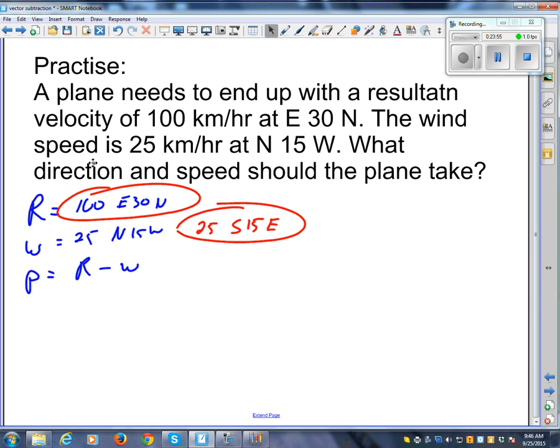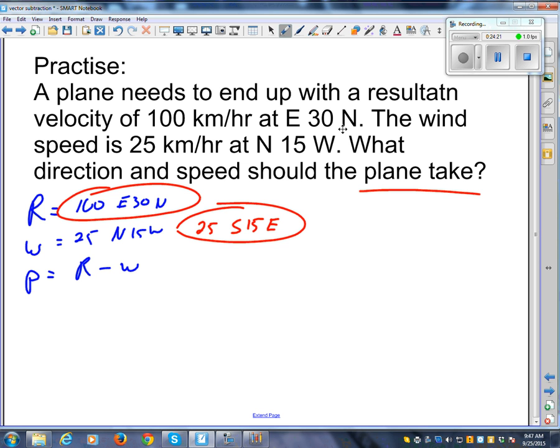Okay, so a plane, I'm going to go right back to the start. Plane needs to end up with a resultant velocity of 100 kilometers an hour at east 30 north. That is my R. The wind speed is 25 kilometers an hour at north 15 west. That's my wind. What direction and speed should the plane take? Okay? If there was no wind, the plane would just take off at 100 kilometers an hour and go at east 30 north. But there is a wind.